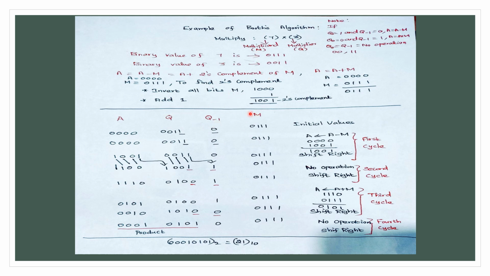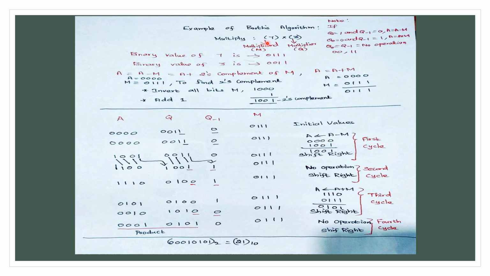Before performing these steps, we know if Q naught is equal to 1 and Q minus 1 is equal to 0, we perform A equal to A minus M. If Q naught is equal to 0 and Q minus 1 is equal to 1, we perform A equal to A plus M, that is the accumulator plus M. If Q naught and Q minus 1 bits are both the same, we don't perform any operations. But in all steps we perform shift right operations.